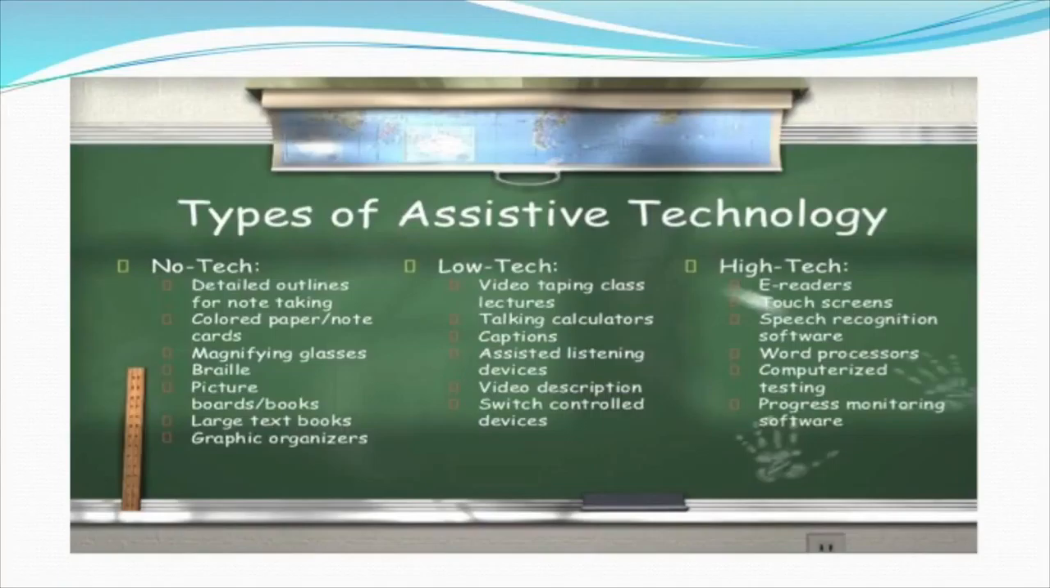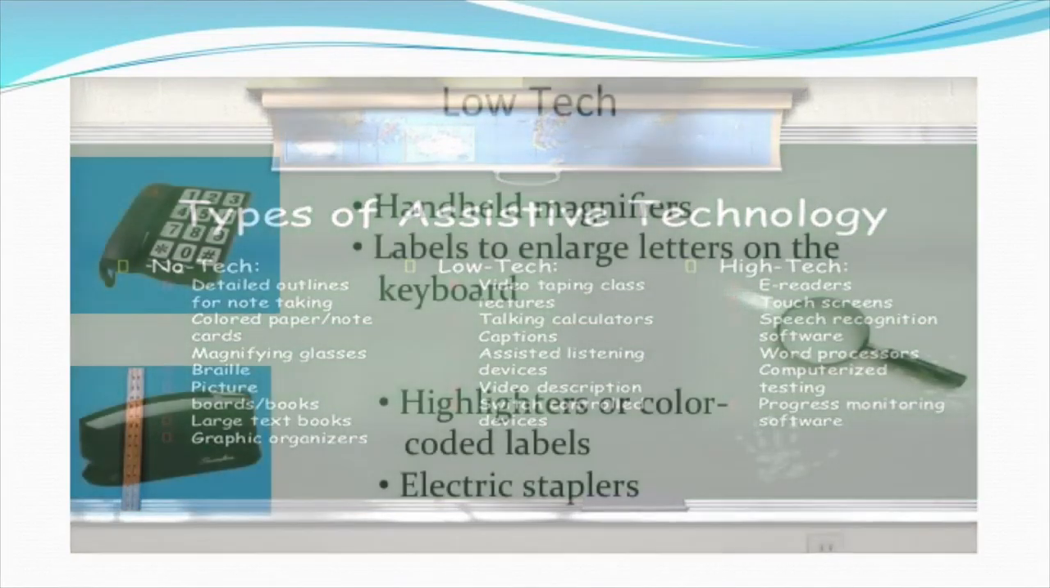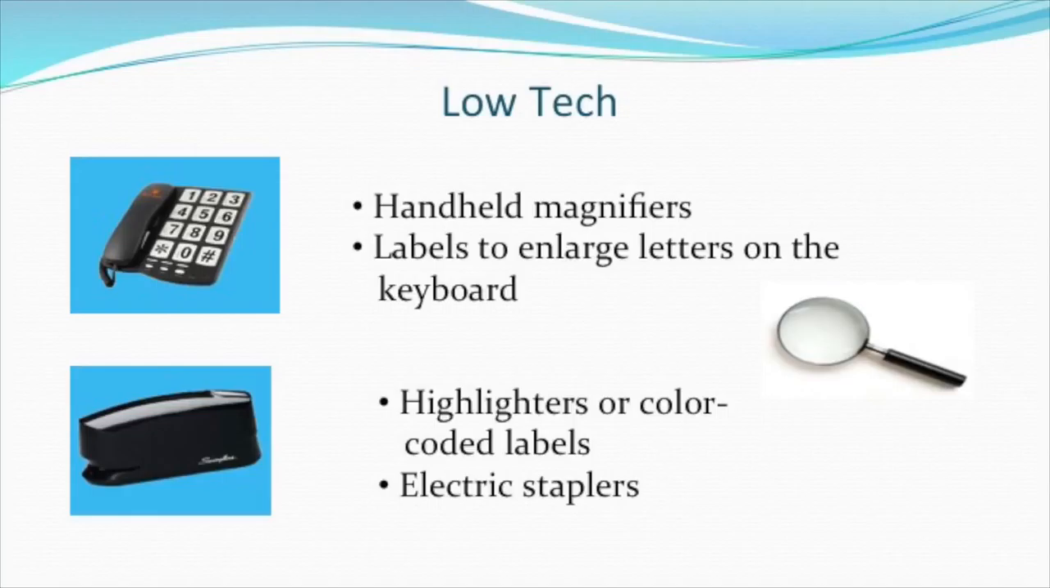And here you see a listing of some of the types of assistive technology in the continuum. No-tech examples: detailed outlines for note-taking, magnifying glass, large textbooks. Low-tech: videotaping class lectures, assisted listening devices, switch-controlled devices. High-tech examples: touch screens, speech recognition software, computerized testing. More examples of low-tech assistive technology devices: handheld magnifiers, labels to enlarge letters on the keyboard, highlighters or color-coded labels, electric staplers.